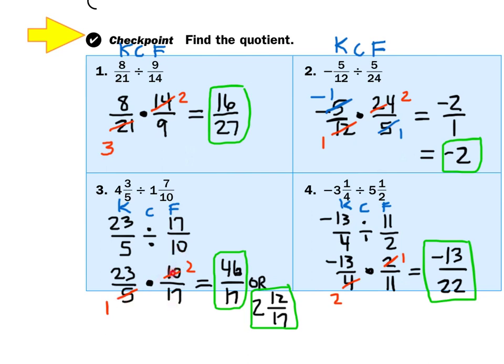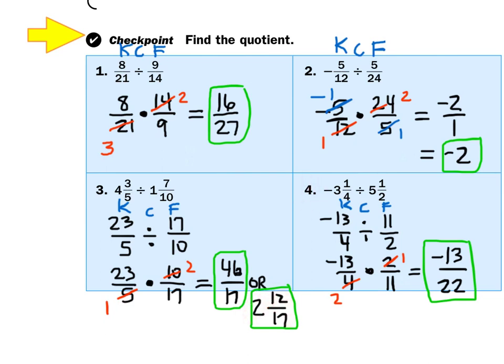Now look at the 5 and the 10. They have a greatest common factor of 5, so let's cross cancel. 5 divided by 5 leaves you 1. 10 divided by 5 leaves you 2. And now multiply straight across. 23 times 2 gave me 46. 1 times 17 gives me 17. Well, 46 over 17 is a good answer, but we can also write it as a mixed number. So put the word or, and then 17 goes into 46 2 complete times with 12 left over. So it's 2 and 12/17.